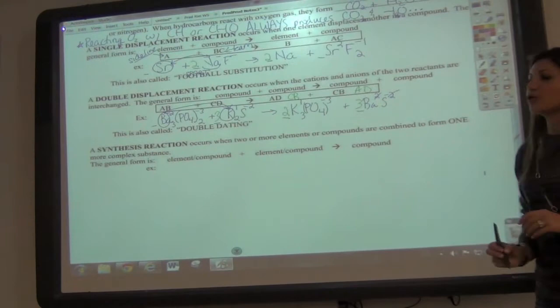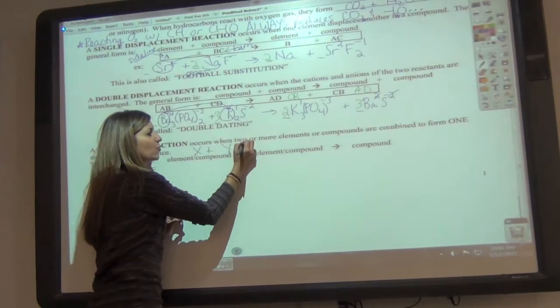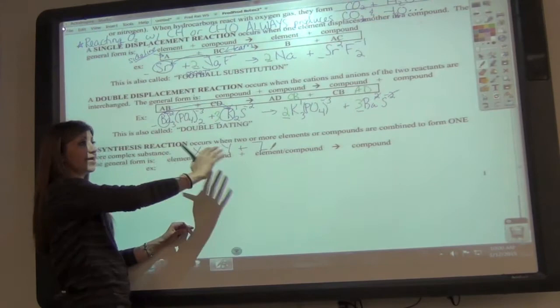Synthesis. So we already did synthesis, and you didn't even know it. The one that we did that was synthesis was iron plus oxygen gives you iron oxide. In synthesis, what happens is you have X plus Y, maybe plus Z. Maybe you have four elements or four compounds, and they come together to form one compound.